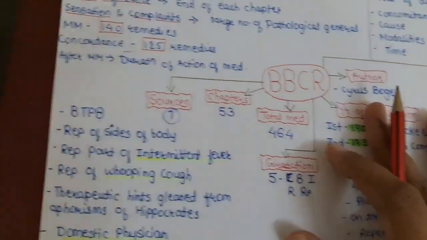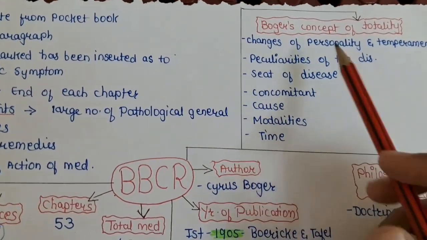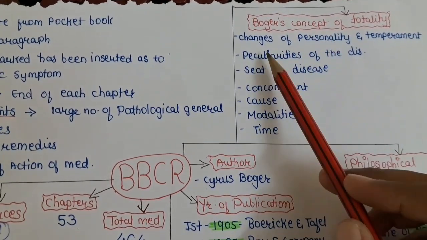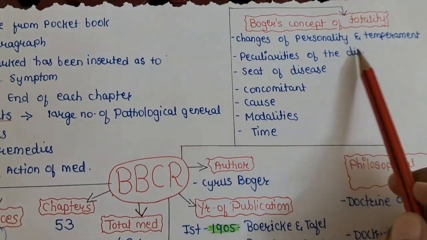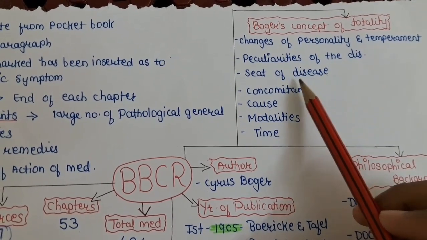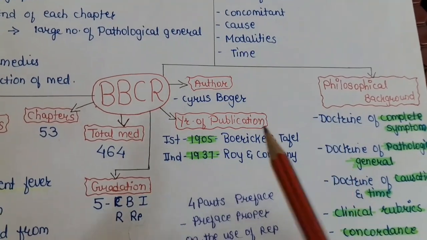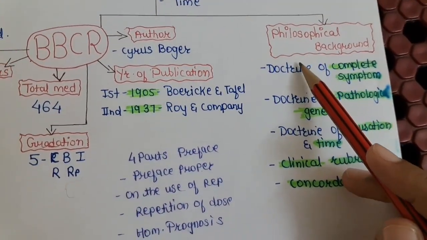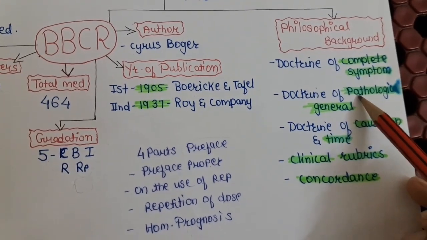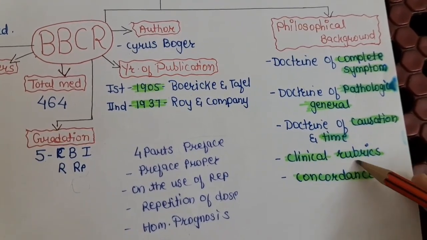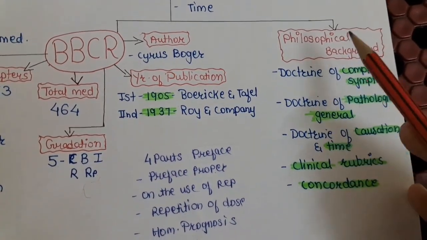Then what else? What was his concept of totality? Boger's concept of totality was changes of personality. You know these 7 points now. Changes of personality and temperament, peculiarities of disease, seat of disease, concomitant cause, modalities and time. So this you should know. Then the philosophical background: doctrine of complete symptom, doctrine of pathological general, doctrine of causation and time, clinical rubrics and concordance. This was his philosophical background of BBCR.